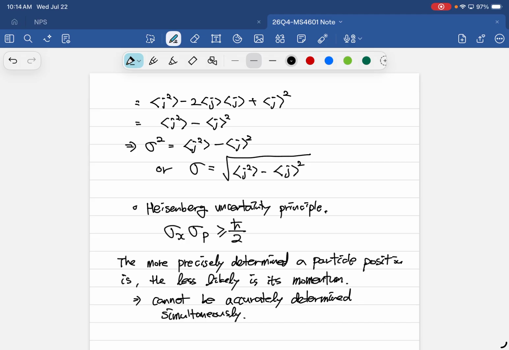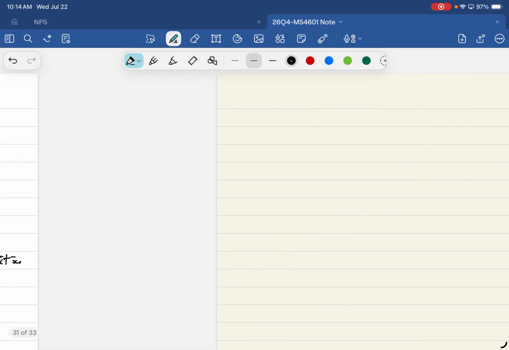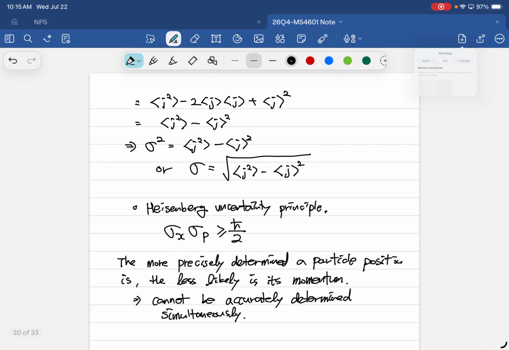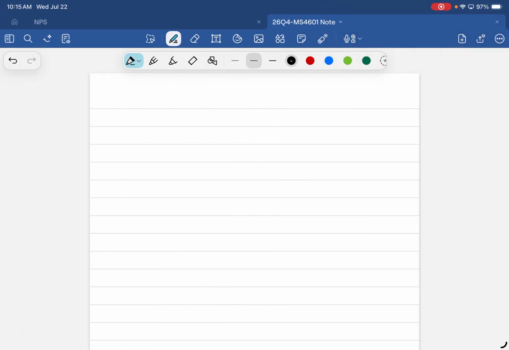Obviously, it's going to be resolved. But here is one example. Okay, so let's look at a macroscopic object.